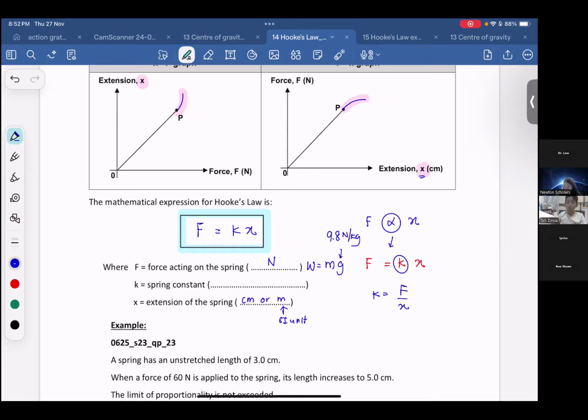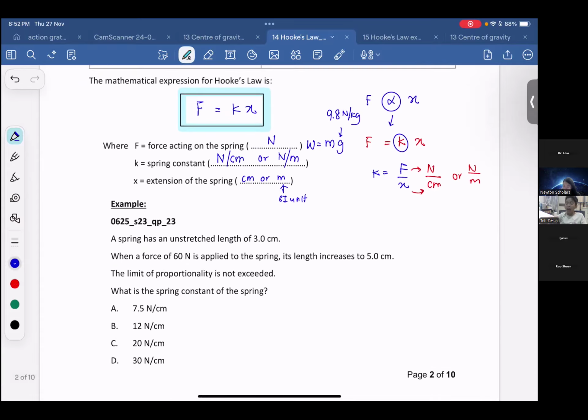Correct, Angeline, very good. Newton per cm or Newton per meter. Correct. Can you see that this is in Newton, this is in cm or Newton per meter? We don't need to memorize it, but we can derive it.